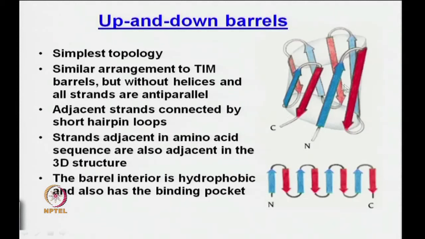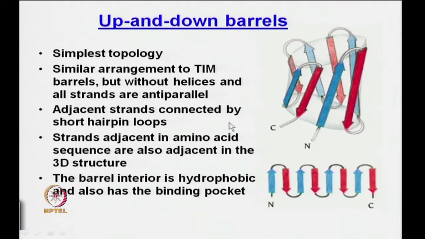Now, let us talk about adjacent strands connected by short hairpin loops. You can look at these strands. Suppose this is the N terminus and this is the C terminus where we are ending. The beta strands are marked by these arrows. From here you have this hairpin loop, it connects to the next strand, and so on until you come to the C terminus. That means these adjacent strands are connected by these short hairpin loops. That is how the arrangement goes.